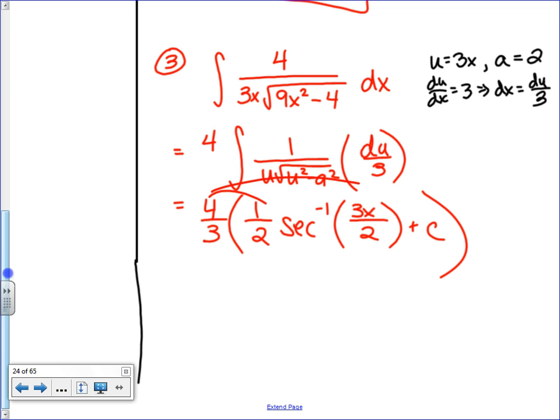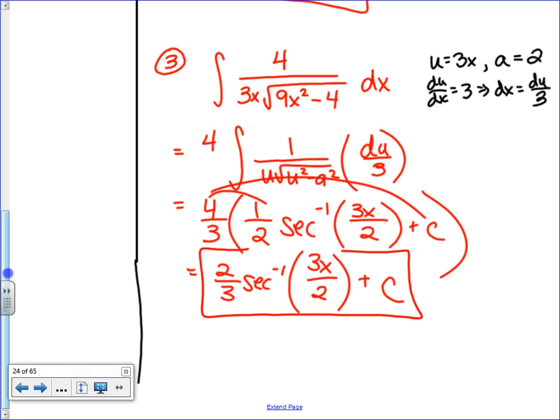But guys, if I distribute, all right, fine. 4/3 and 1/2 is going to be 2/3, secant inverse of 3x over 2. Why is it just plus c and not plus 4/3 c? Because a constant times 4/3 is a new constant.